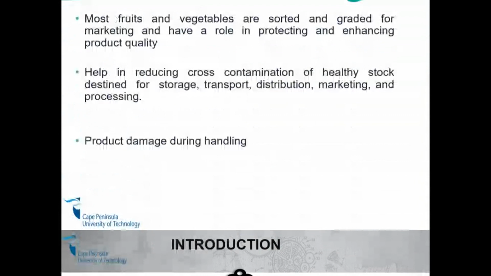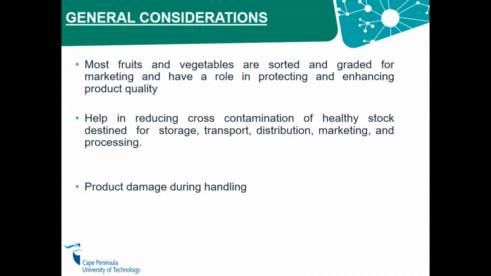So what are the considerations that need to be taken during sorting and drying? We know that most fruits and vegetables are sorted and graded for marketing and have a role in protecting and hence enhancing product quality. So these two unit operations play a very important role.